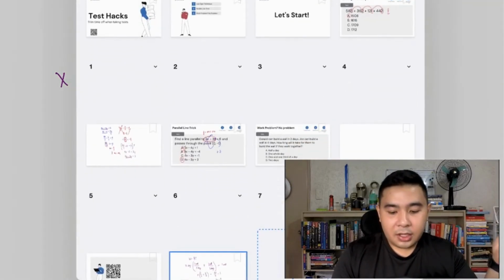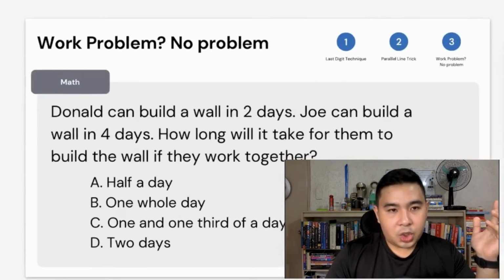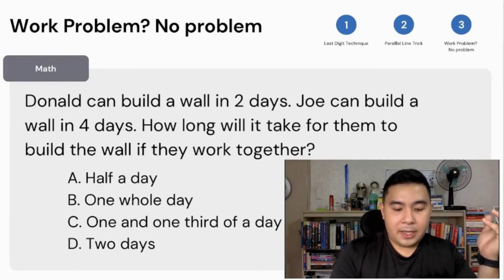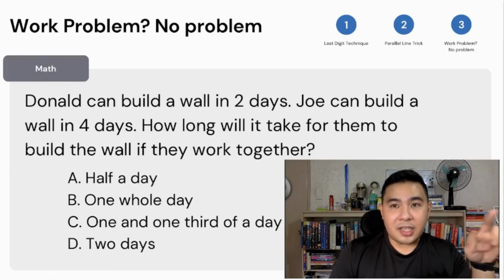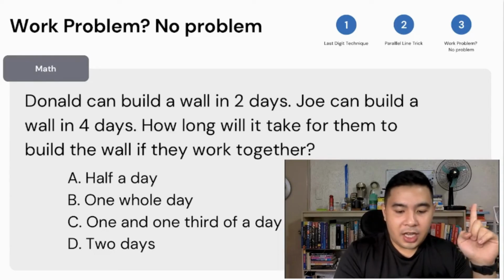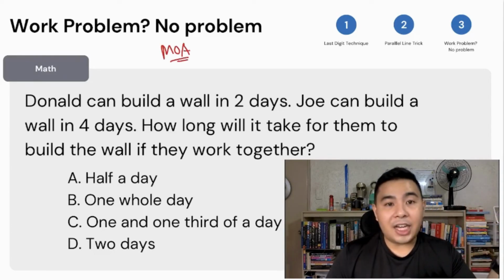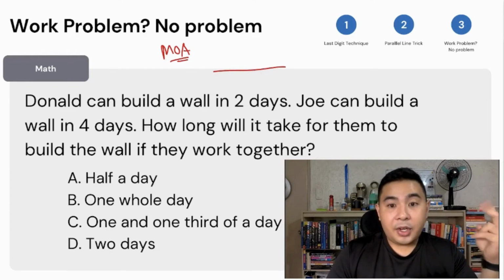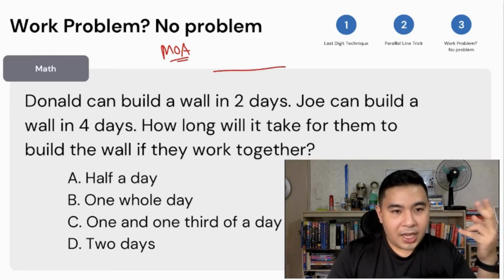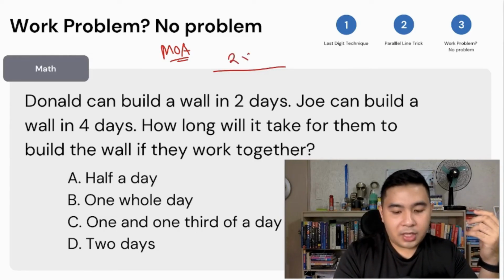So what is our shortcut for this problem? So knowing that you multiply, you add the two fractions and then you get the reciprocal eventually, the shortcut here is the technique called MOA, or multiplication over addition. So what's that? No, you multiply the rates. No, so you have 2 days and 4 days. So that's 2 times 4.